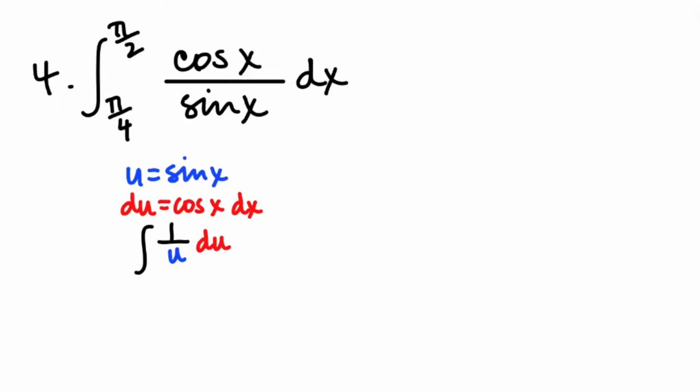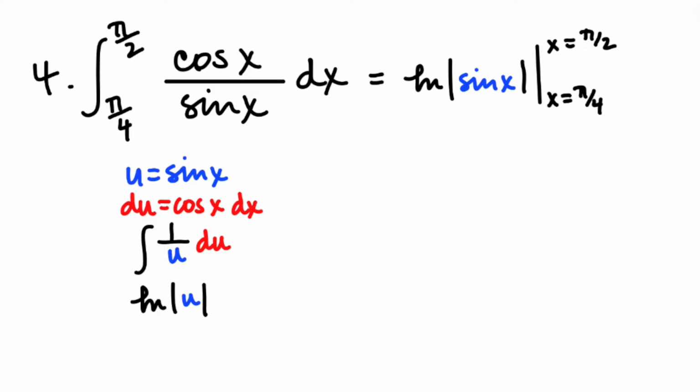I'm going to be anti-differentiating 1 over u with respect to u, and then that's going to be the natural log of the absolute value of u. So I'm going to go, okay, say I've got my antiderivative, I'm ready to go, because u equals sine x. So I've got the natural log of the absolute value of sine x, and then I'm going to let x go from pi over 4 to pi over 2.